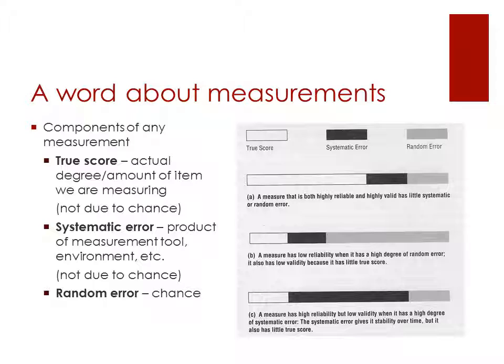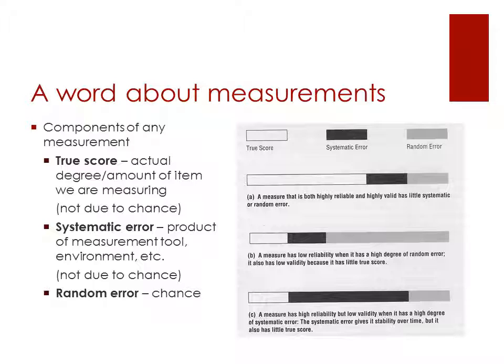So, a word about measurements here. Looking at this figure here on the right, we're going to use this to go through and talk about the 3 components that make up any measurement. The first of these is the true score. A true score is the actual degree or amount of the item we are interested in measuring. So you can see option A over here on the right, the primary amount of the measurement visually is made up of the true score.